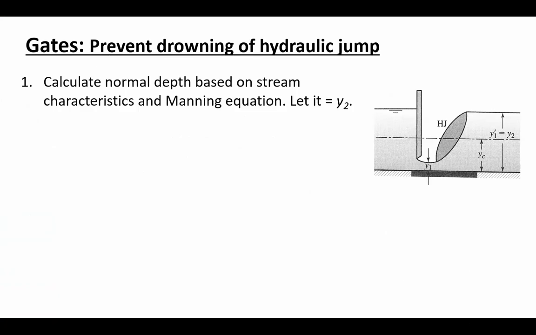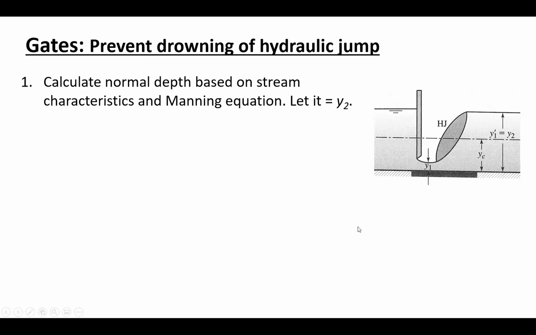So this is showing the underflow gate along with the hydraulic jump that forms after it. And how much you open the gate is going to control where the hydraulic jump sets up. And we talked last time about kind of the perfect condition. Ideally, what happens is that the gate would be opened an amount that has the hydraulic jump match up with the normal depth downstream.